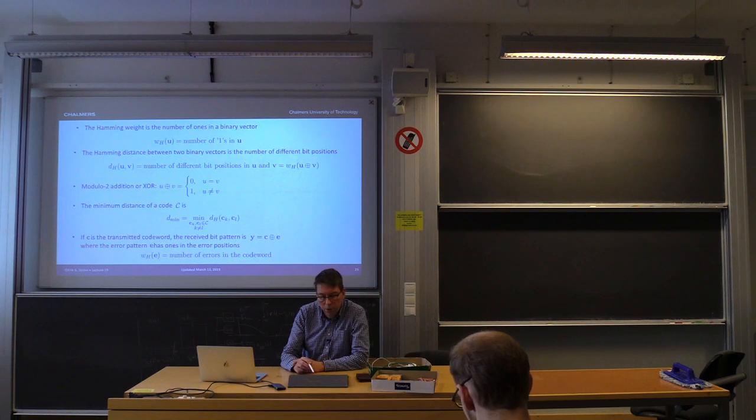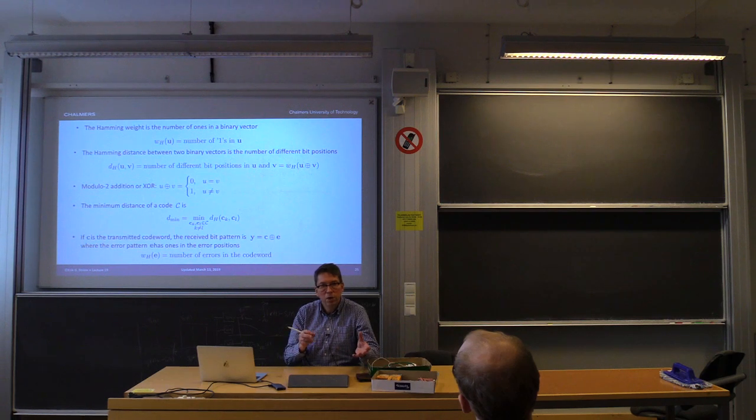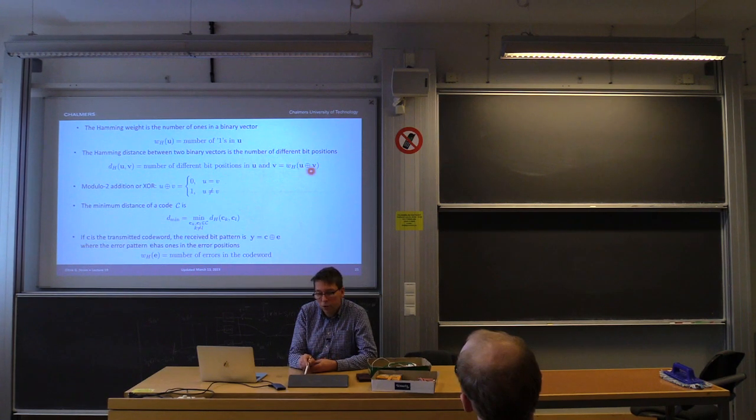There are some properties of codes, the Hamming weight and Hamming distance. The Hamming distance between two binary vectors is that we count the number of positions in which these two binary vectors differ, which turns out to be the Hamming weight of the modulo 2 sum of u and v in this case. So XOR modulo 2 works like this. A critical thing for codes is the minimum distance. So it's the minimum Hamming distance between two unique code words in the code.